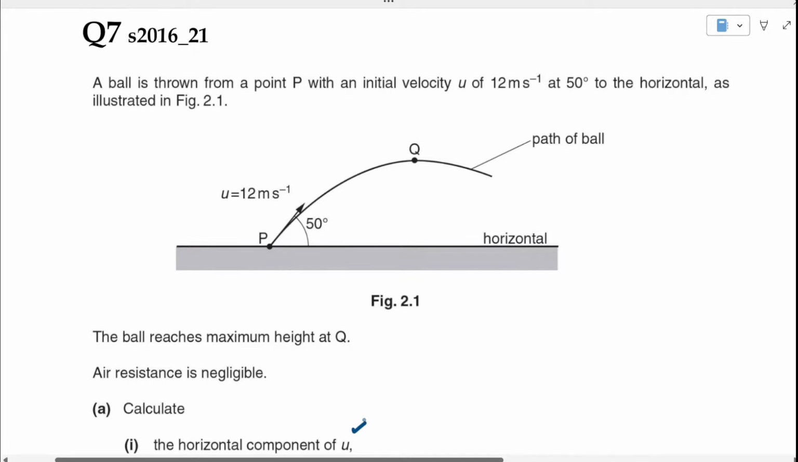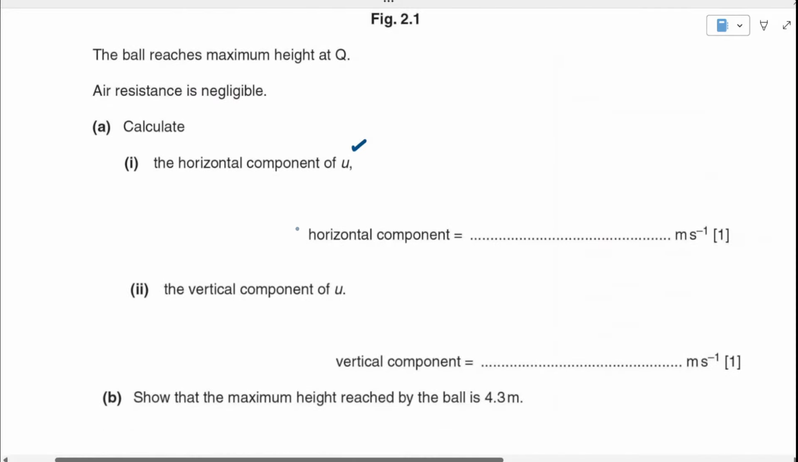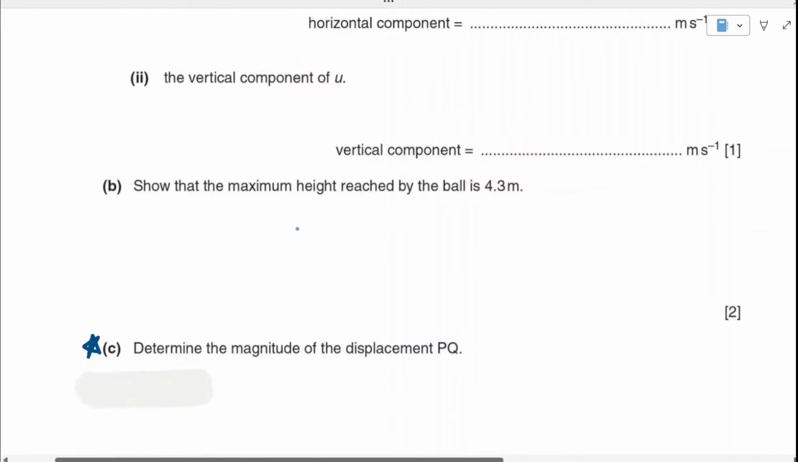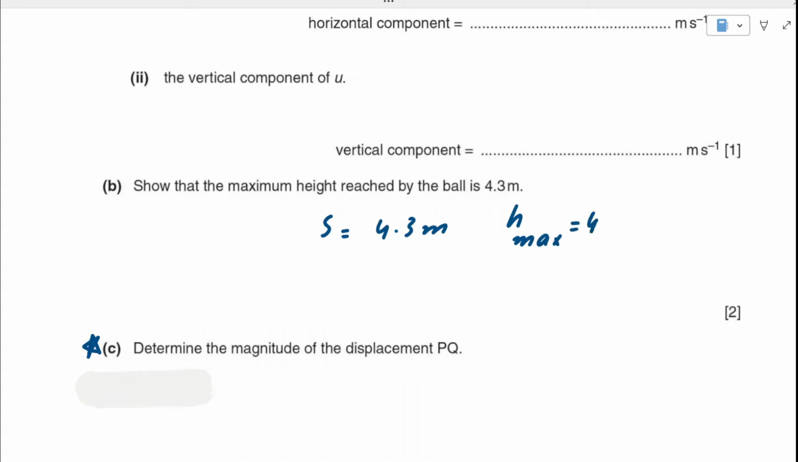Horizontal component, just easy, should be 12 times cos 50. Vertical component would be 12 times sine 50. Maximum height reached, you consider the vertical motion only. At maximum height, the final velocity would be 0. From there, you would have found the value of the vertical displacement, which should be 4.3, also known as the maximum height. H max equals 4.3 meters.